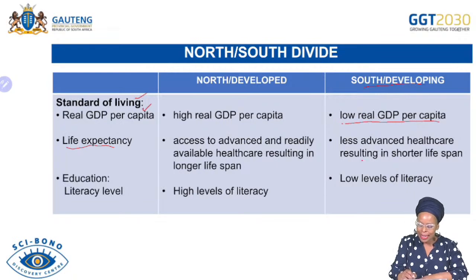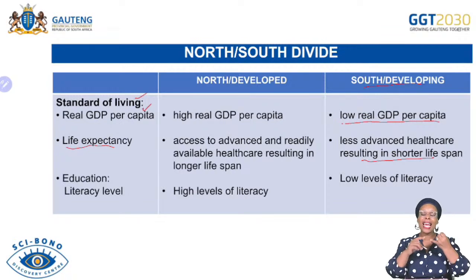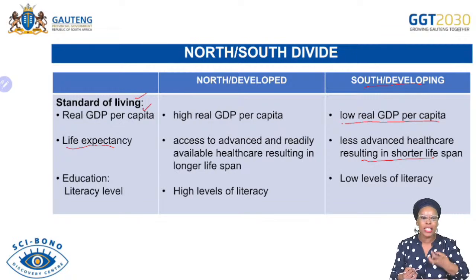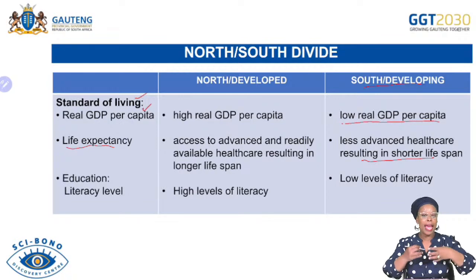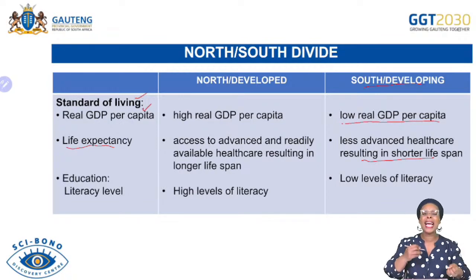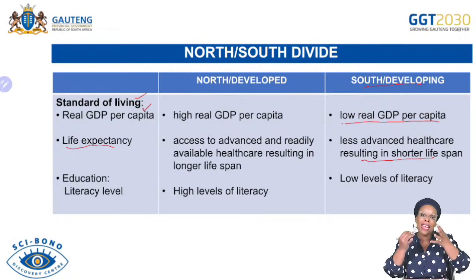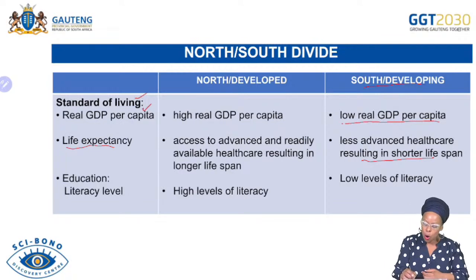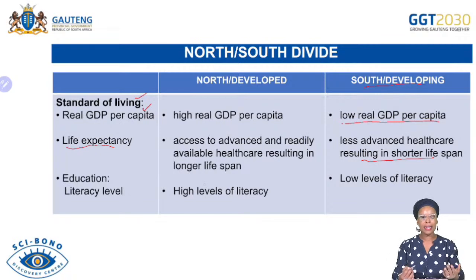But when you compare them with people in the South countries or developing countries, they earn less income. Remember, their per capita income is less. So they don't have money to afford basic health services. And as a result, they are also exposed to health services that are not of a higher standard. So they are vulnerable to diseases and illnesses. So they have a short lifespan as compared to North countries.